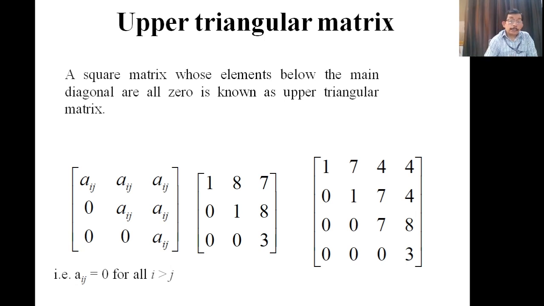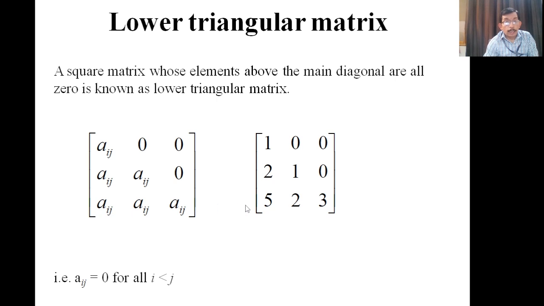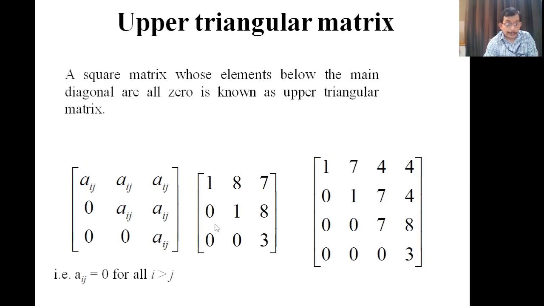You see that the shape is a triangle. The shape of the triangle is this. This one is the shape of the triangle, and the elements below the main diagonal are 0. This becomes the shape of the triangle. This is the upper triangular matrix.